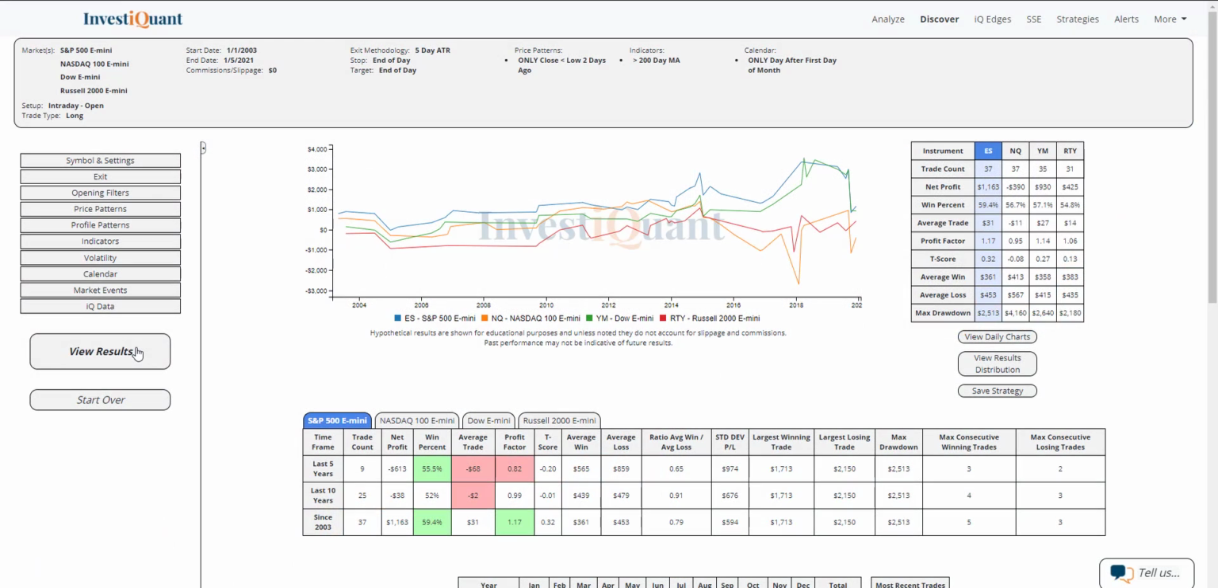These are the results of going long at 9:30 a.m. Eastern Time and exiting at the close, which is 4:15 p.m. Eastern Time, when the first trading day of the month closed below the low of the last trading day of the month. This has taken place above a 200-day simple moving average. So historically, we've got 37 samples in both the S&P and the NASDAQ. The Dow has 35 samples, the Russell 31 samples, so pretty similar sample sizes across all four instruments.